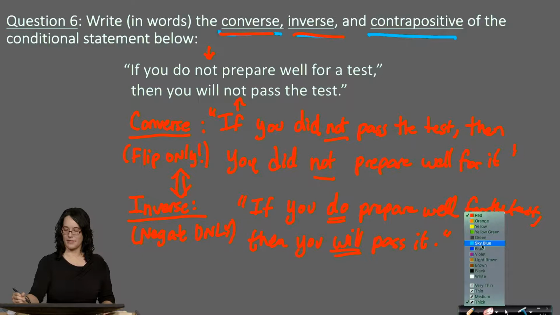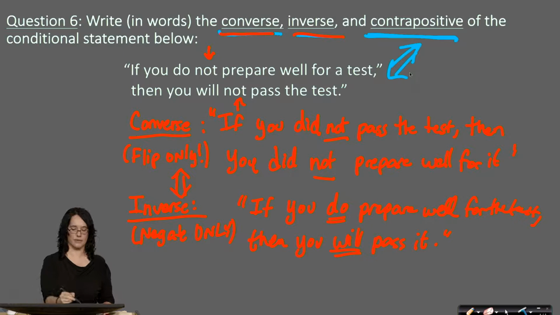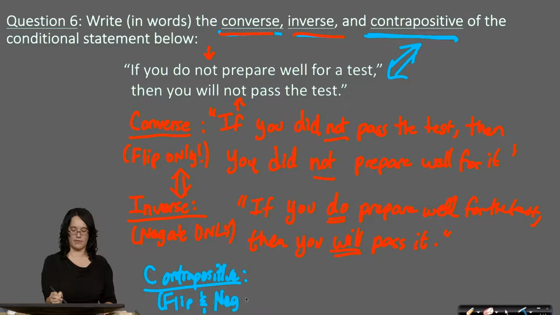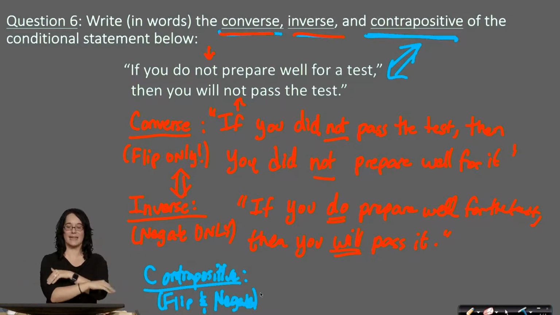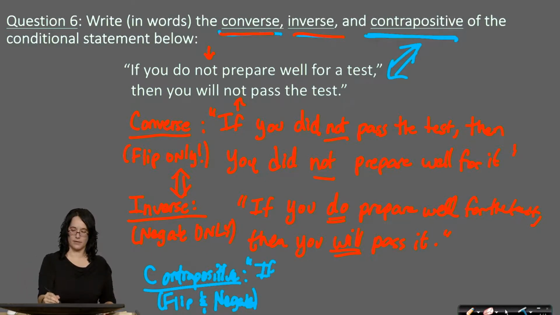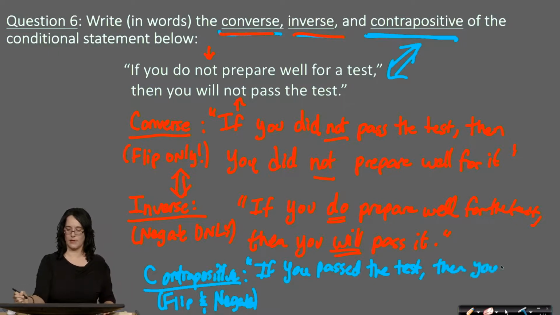What about the contrapositive here? How do we find the contrapositive which is equivalent to the original statement? What did the contrapositive require that we do? That's right, flip and negate the original statement, even if it's clunky like this one. So if I flip and negate, that would be if you passed the test, I'm just saying past tense because it makes more sense in English. If you pass the test, then you must have prepared well, or you can just say you prepared well.